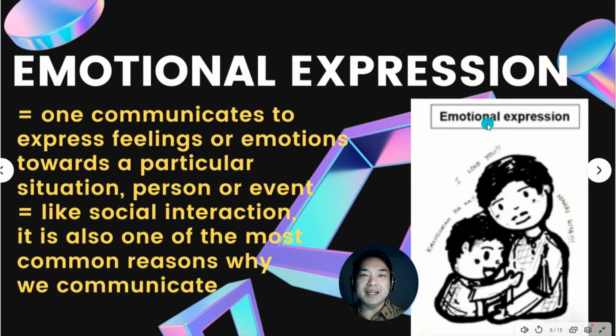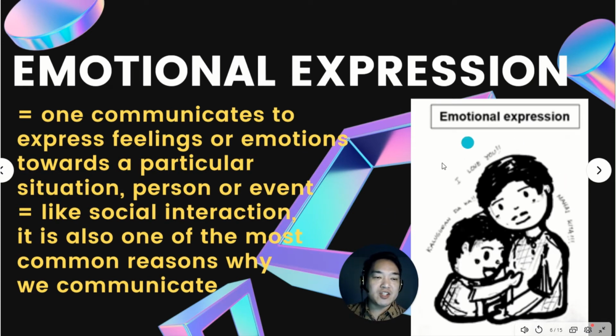Function number 3 is emotional expression. In here, a person communicates to express his or her feelings or emotions towards a particular situation, a person, or event. Now, like social interaction, it is also one of the most common reasons why we communicate.